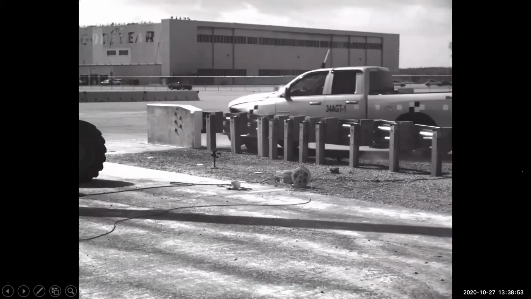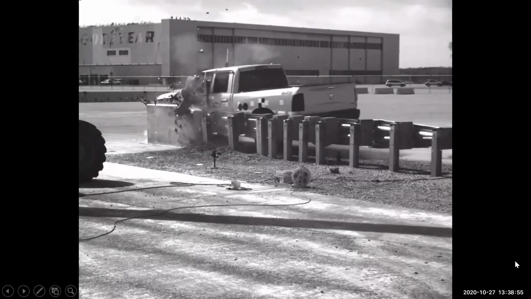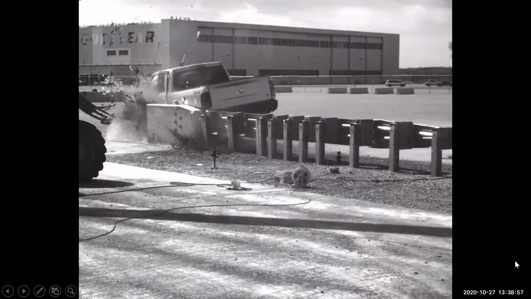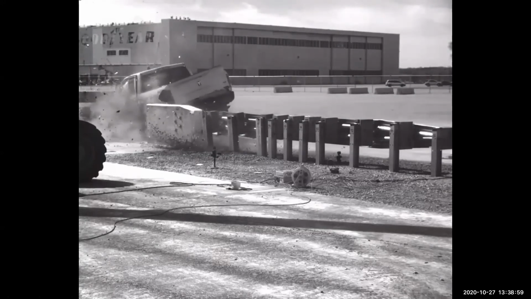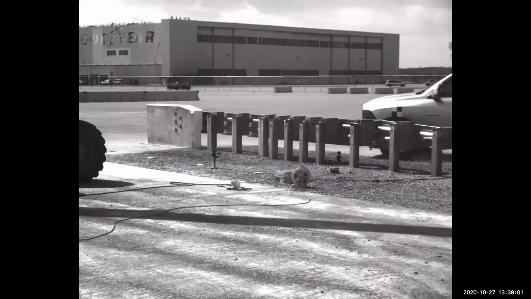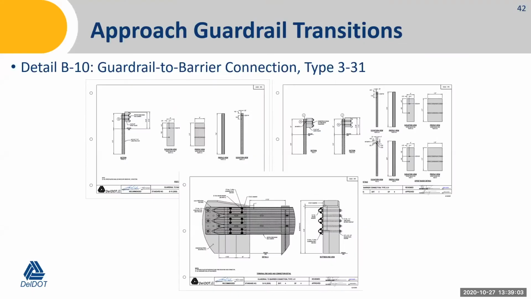Okay. This is just a different view of the crash test that Mike showed earlier. These are additional sheets that show the specific post details for the various post sizes leading into the transition. So pay attention to the offset block and the post size requirements here, as well as the end shoe detail for the thrie beam.